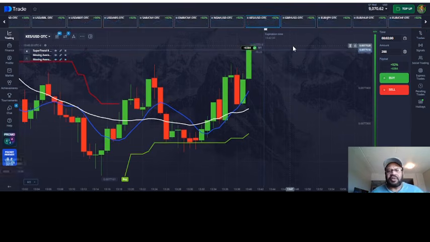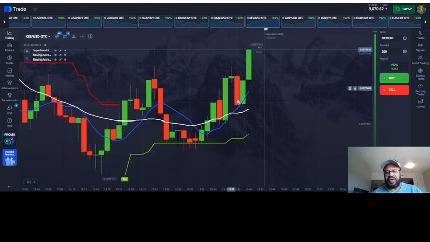Okay, so that trade was in the money. At first, there was a sharp retracement down here, but eventually the strategy worked and the currency pushed upwards. All right, so I'm going to pause the video and look for the next setup.